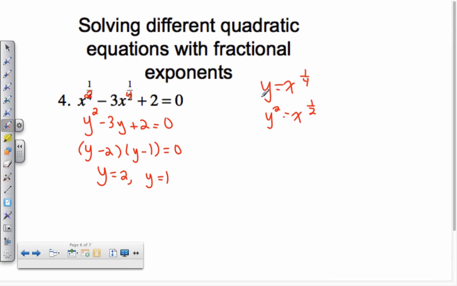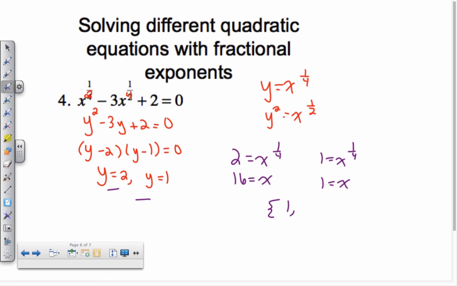Now we're going to plug these back in to that top one. So we say 2 is equal to x to the 1/4. We need to raise everything to the fourth power, so we get 16 is equal to x. And we also get 1 is equal to x to the 1/4. Raising everything to the fourth power, you get 1 is equal to x. And so in this case, your answers are 1 and 16.